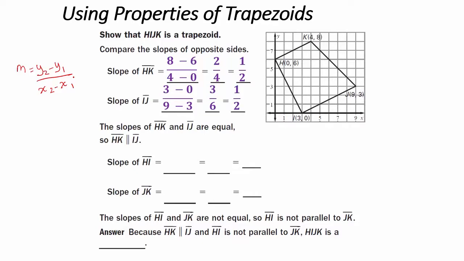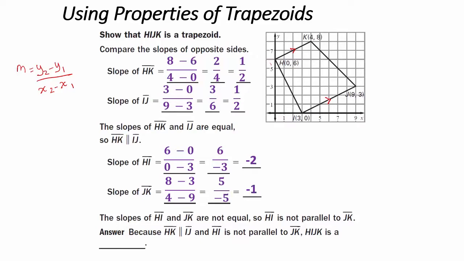So we know that the slopes of line segment HK and line segment IJ are equal, so line segment HK is parallel to line segment IJ. And to show parallel, we put little arrows in the middle of the line segment. Now let's look at the slope of HI and JK. Slope of HI is 6 minus 0 over 0 minus 3, which reduces down to 6 over negative 3, which simplifies to negative 2. Slope of line segment JK is 8 minus 3 over 4 minus 9, which simplifies to 5 over negative 5, which reduces to negative 1.